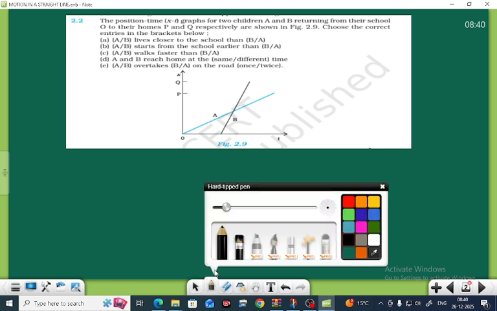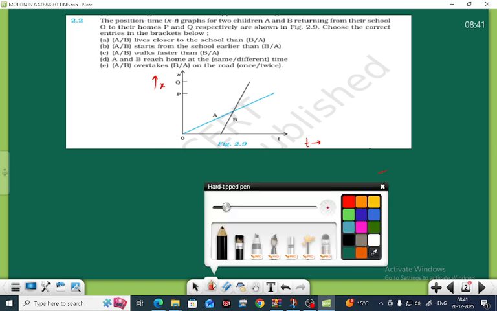Hello everyone. Today we shall discuss question number 2. You see here there is a graph given, and you can see what is given. This is the position-time graph, x-t: position is in the y direction and time is given in the x direction.